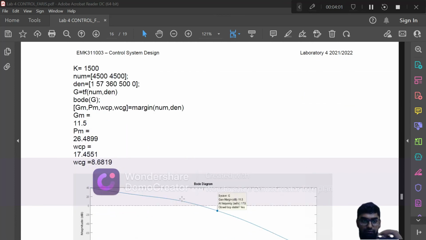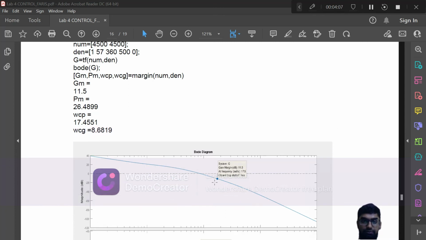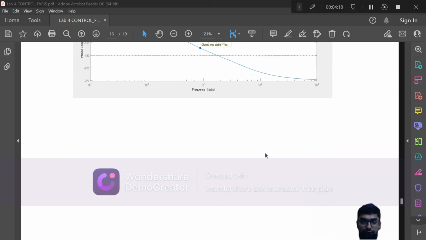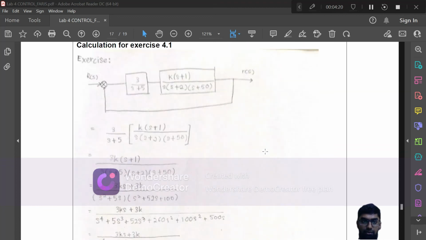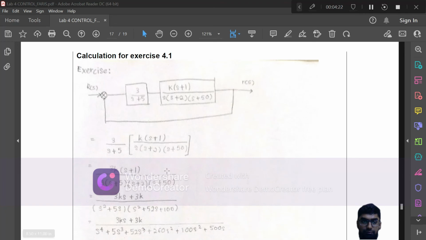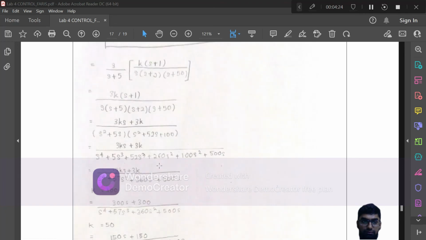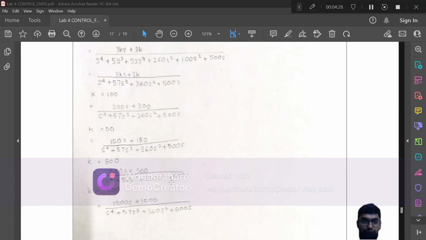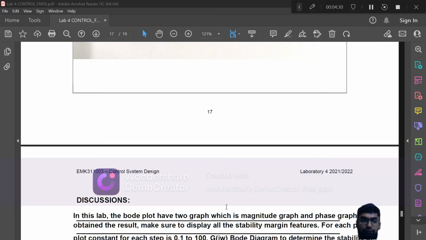Okay, when the k increases to 1500, the gain margin equals to 11.5, and the phase margin equals to 26.5, delay margin equals to 0.0533, the frequency 17.5. So this is for exercise 4.1. This is how I do the calculation to get k equal to 100, k equal to 50, k equal to 500, k equal to 1500.